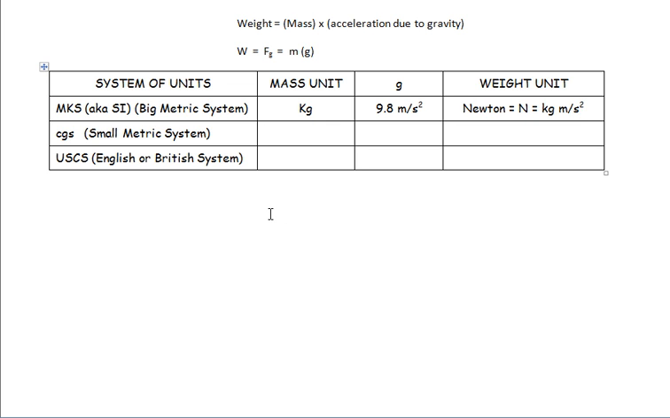In the CGS system, the small metric system, the standard unit of mass is the gram. The acceleration due to gravity is 980 centimeters per second squared. And the unit for weight, like for any other force, is the dyne. I don't think there's an official symbol for the dyne, but here at Cincy State we often use dN as the symbol for the dyne. The dyne is defined as the gram times the centimeter per second squared.